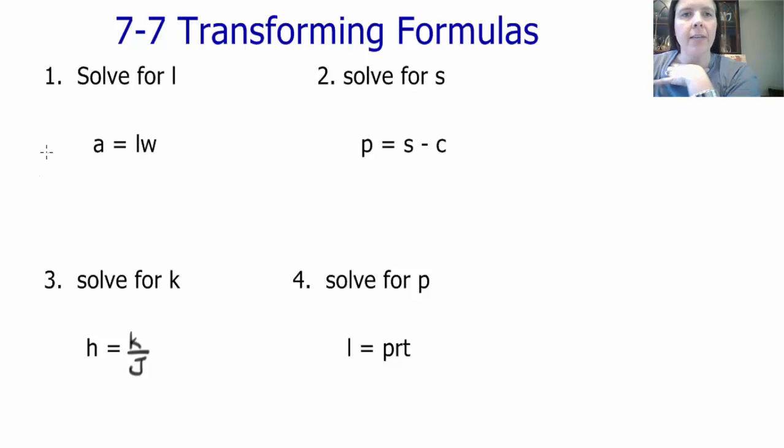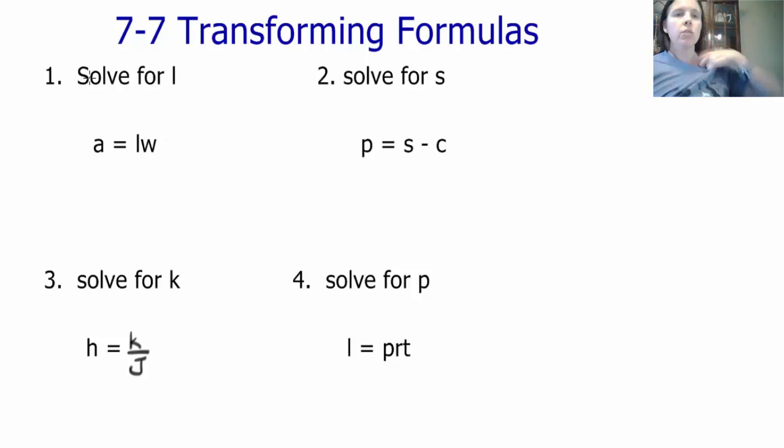Okay, today we're going to do 7-7 transforming formulas. You're going to use the exact same thing you've been doing with solving equations. It's just that you're solving for a particular variable. So don't let it stress you out that they're not numbers. Just pretend like there's numbers there, okay?